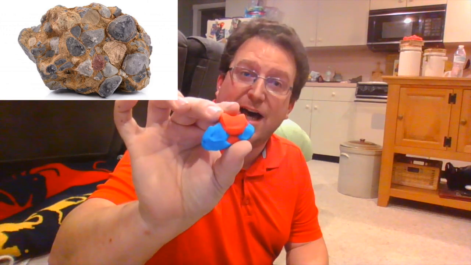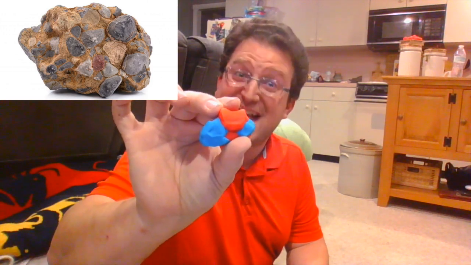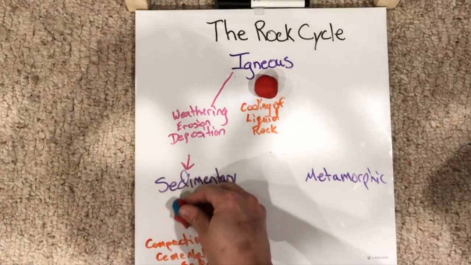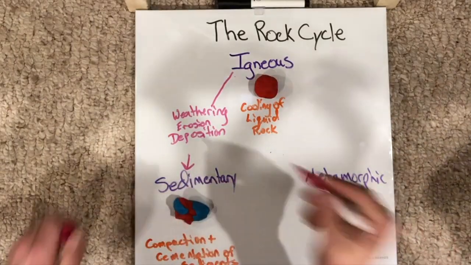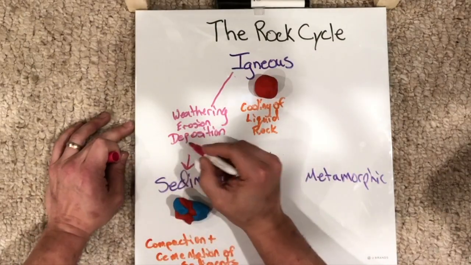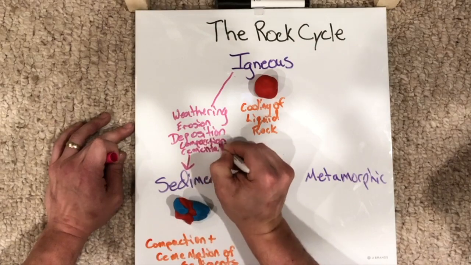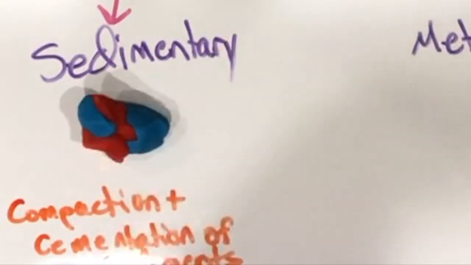So now we have created a sedimentary rock much like that of conglomerate. It's actually pretty amazing how close they look. So, to create our sedimentary rock, we had to go through weathering, erosion, deposition, compaction, and cementation. When you put all 5 of those steps together, you then get your sedimentary rock.